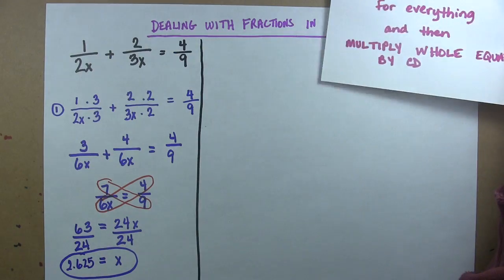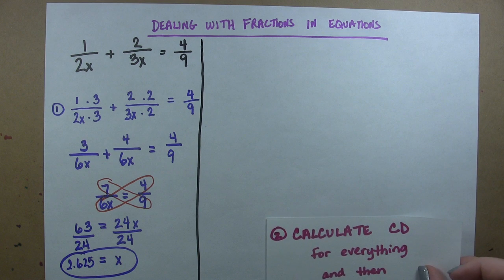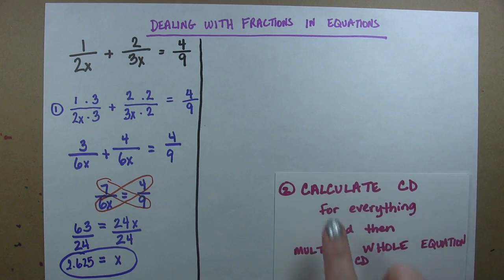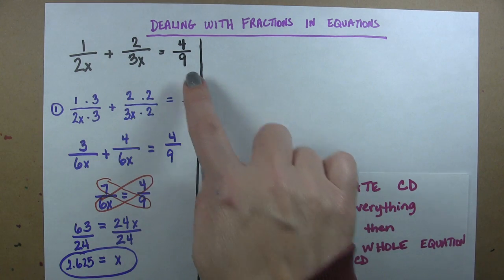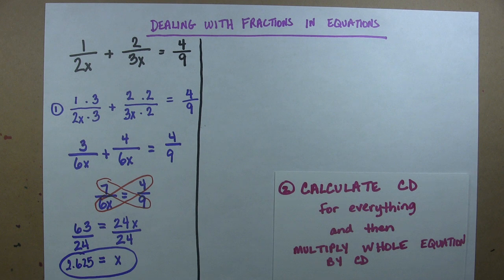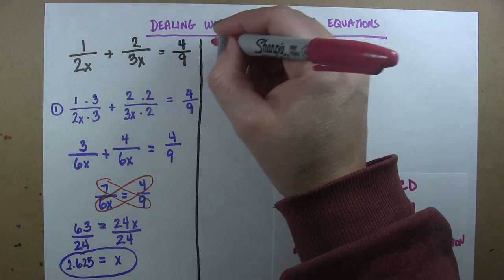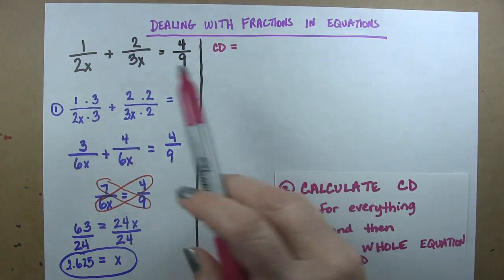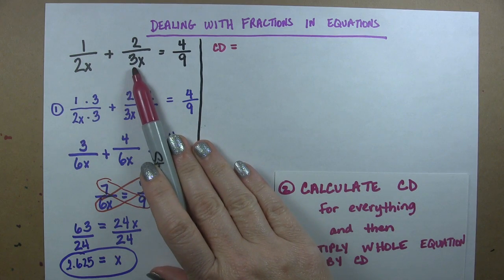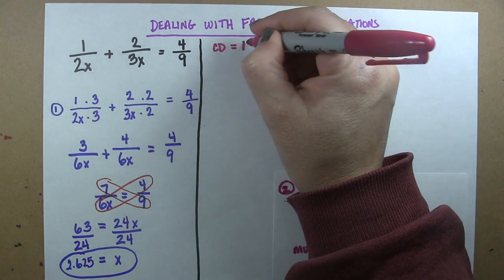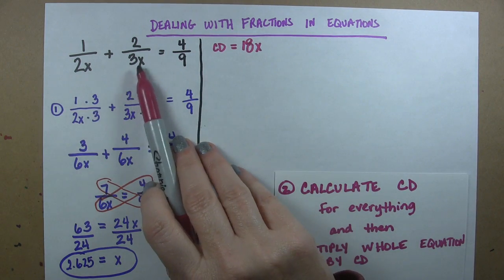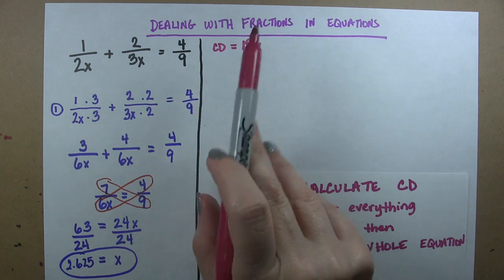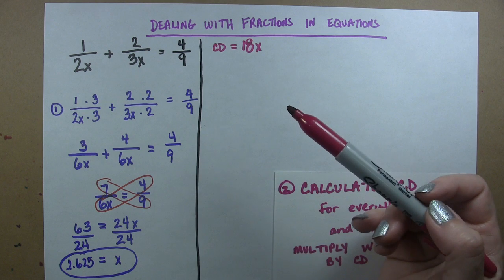Our second option for calculating is, where shall I put this? I'll put this down. Can you see that down there? Okay. We're going to calculate a common denominator, but this time it has to be a common denominator for everything that's here. So, let me see, what would be a good common denominator here? It's got to be a common denominator for everything. So I'm going to make it 18x because 2x goes into 18x, 3x goes into 18x, and 9 goes into 18x. So I'm going to make that my common denominator.